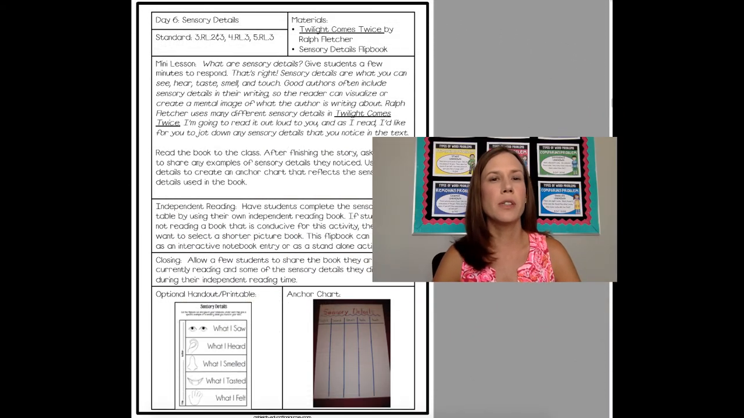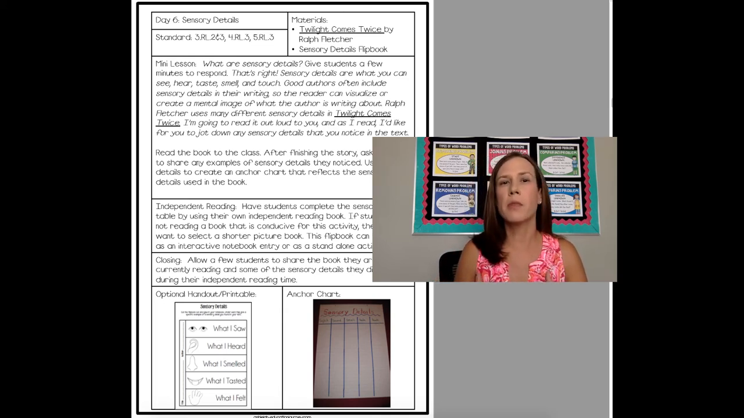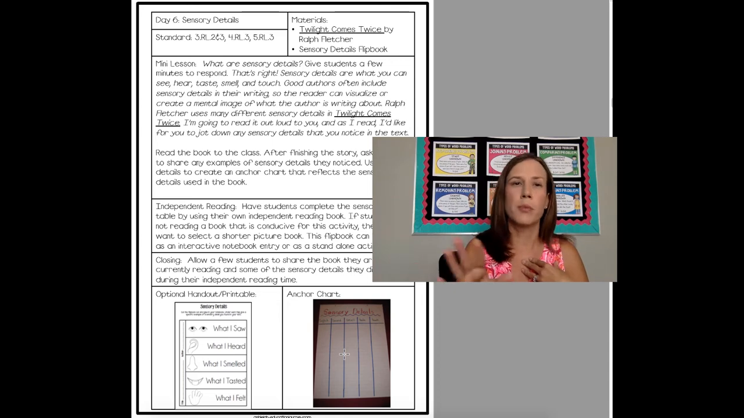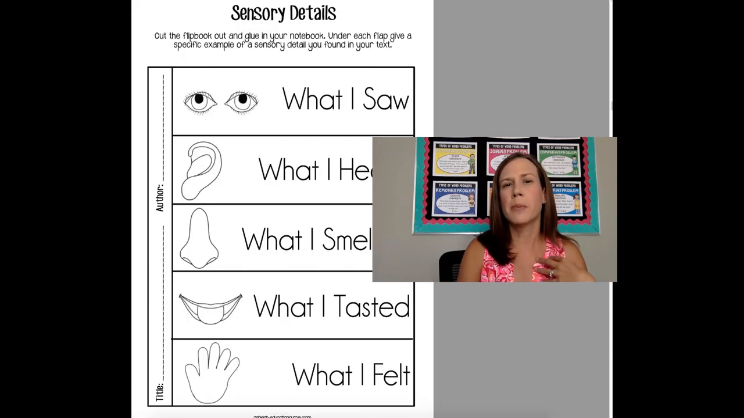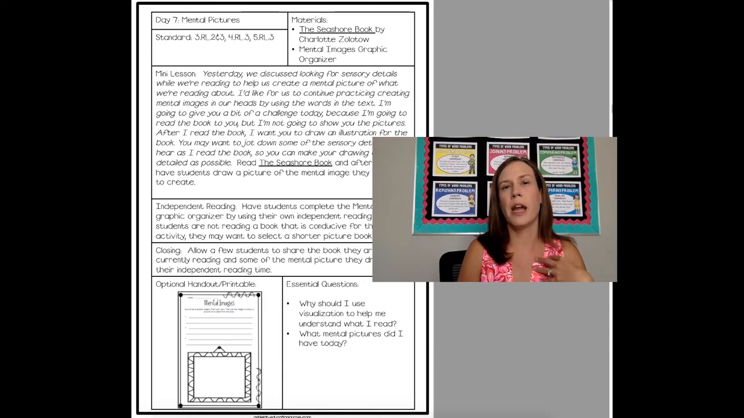Then in reading, we start our mental images section of the reading in Unit 1. We'll begin with Day 6. We begin with sensory details. We're going to read Twilight Comes Twice, which is just a fabulous book by Ralph Fletcher. Now, rather than creating or printing this printable, I just create that anchor chart that we complete together. It's up to you on whichever you use. My students typically don't need that much extra practice.